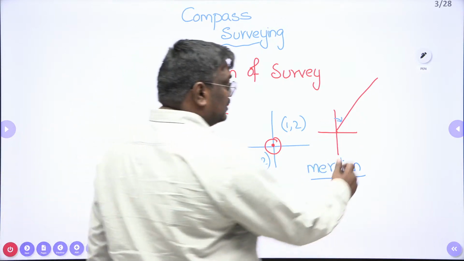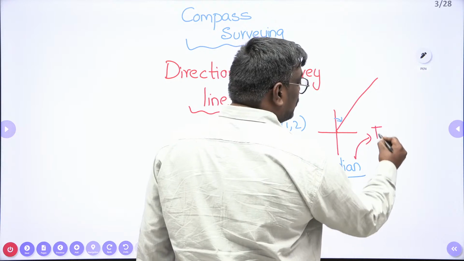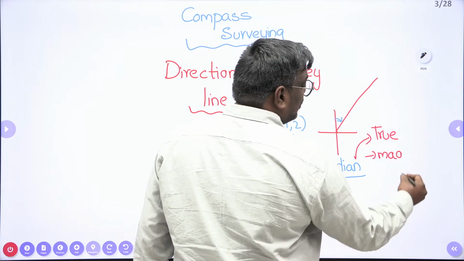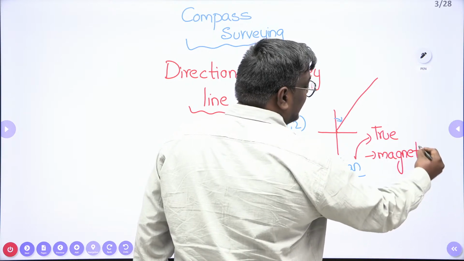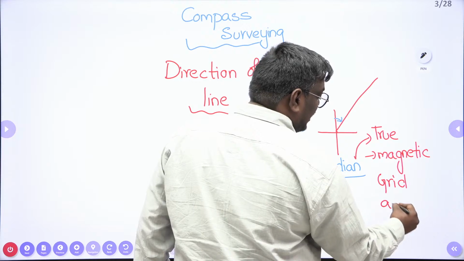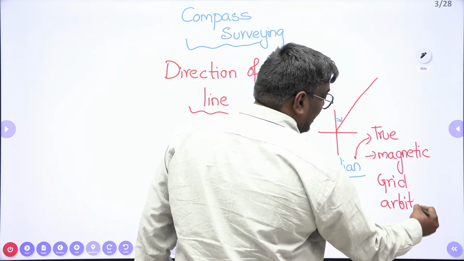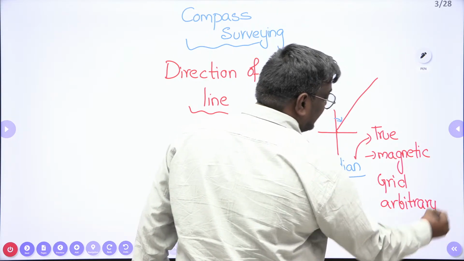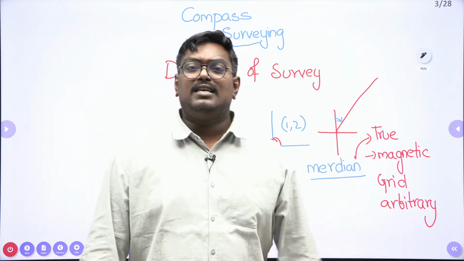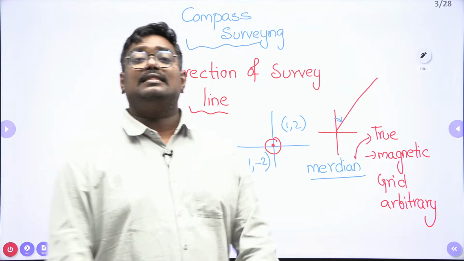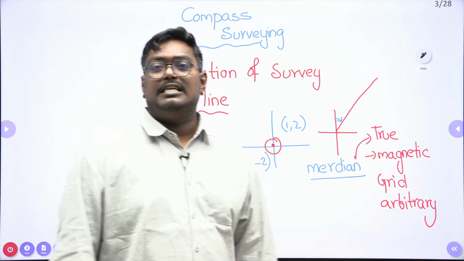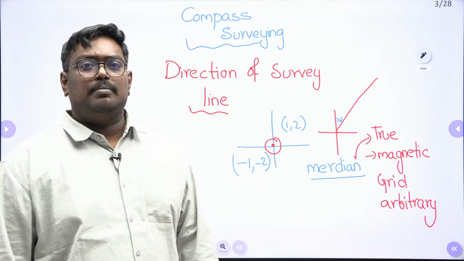Okay, my dear students. Now, in meridians we have the true meridian, the magnetic meridian, the grid meridian, and also the arbitrary meridian. So we have different types of meridians. What are they? True meridian: what is a true meridian? A true meridian is nothing but a line joining true north and true south. A magnetic meridian is a line joining magnetic north and magnetic south.